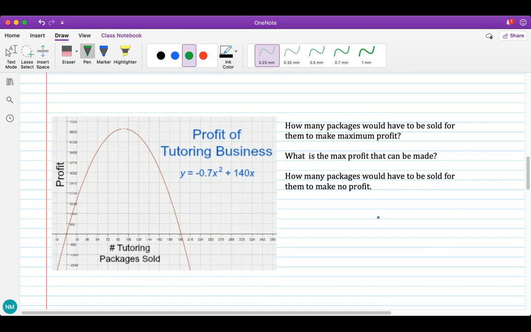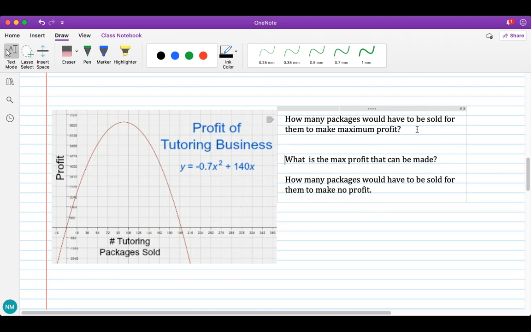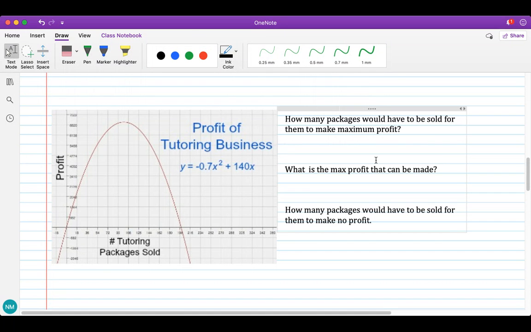Okay, let's try another one. So this is a graph where my X is the number of tutoring packages sold, and my Y is how much profit I'm making. Okay? And this is the function. It is concave down because A is negative, right?